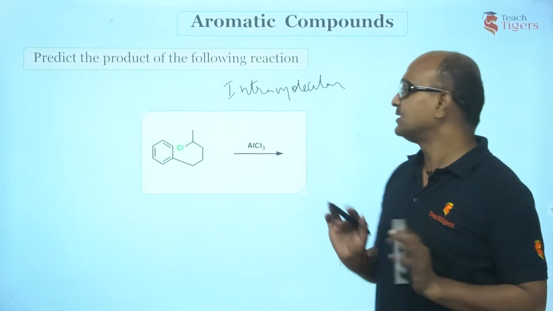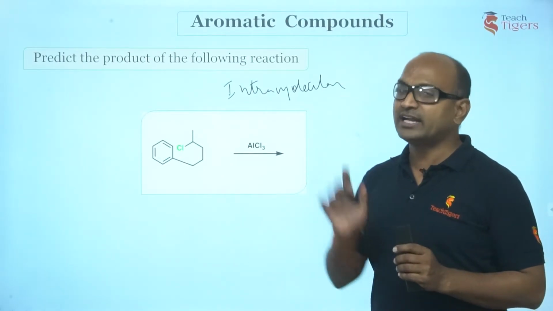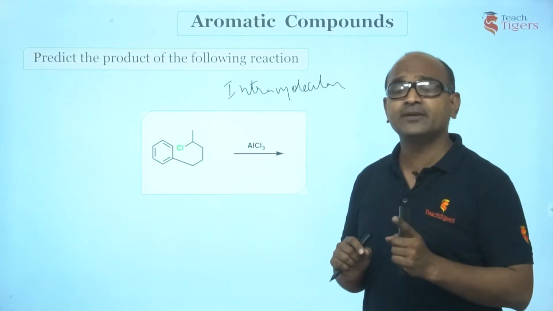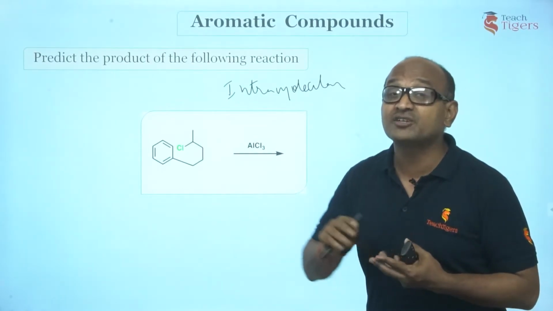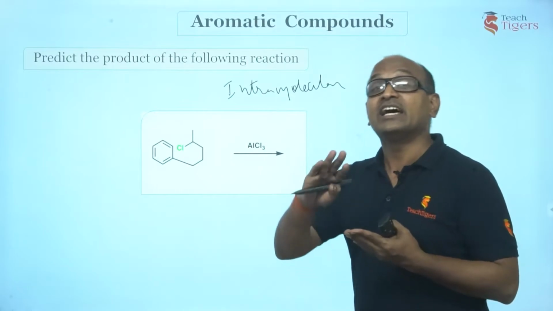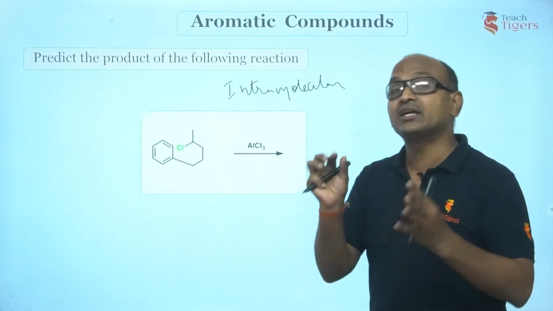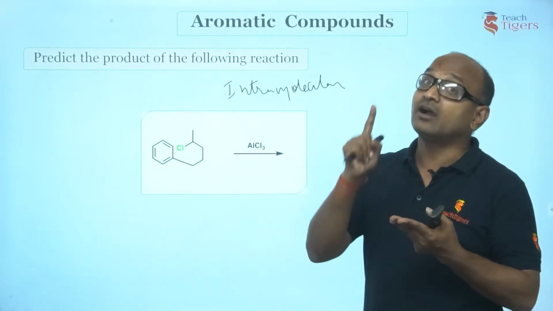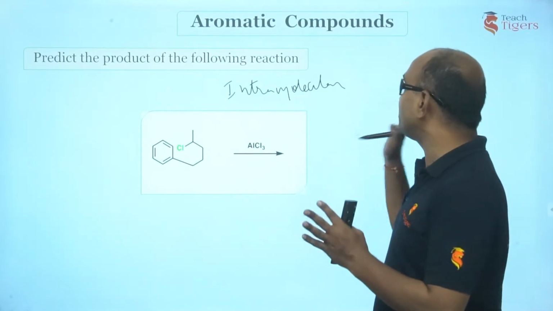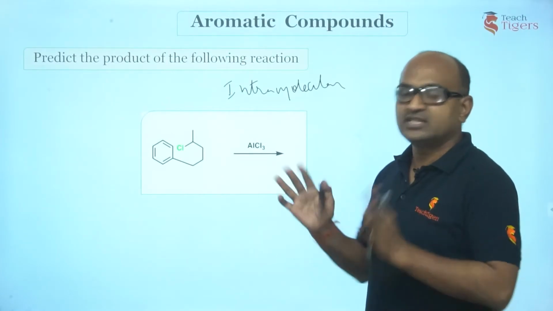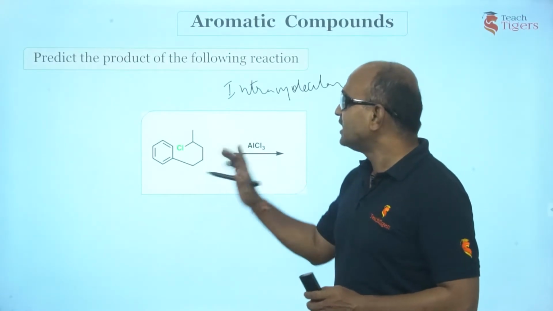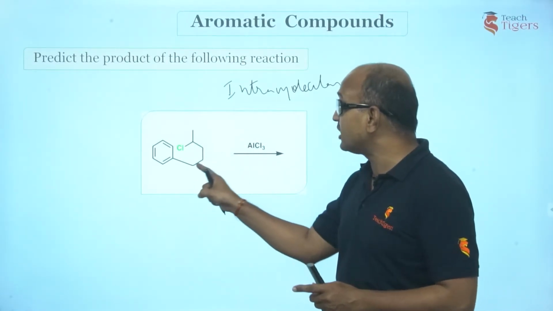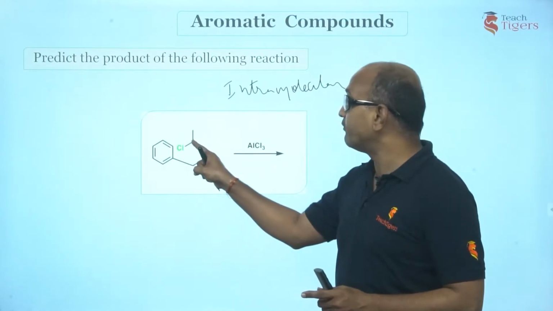Now, how to guess the product? First of all, let us write the intermediate. That's the first thing. Since Friedel-Crafts reaction proceeds through carbocation, check whether there is any carbocation rearrangement. Then see for the final product. I haven't given you the product. We'll see how we proceed, right? How many carbons are there in the side chain? 1, 2, 3, 4, 5.